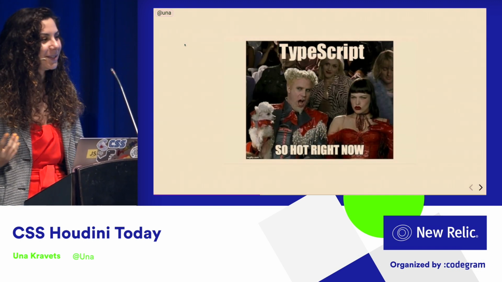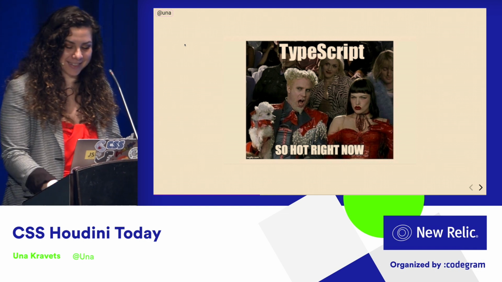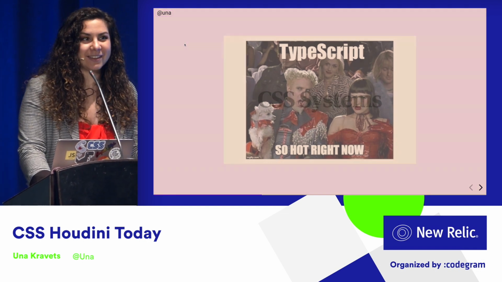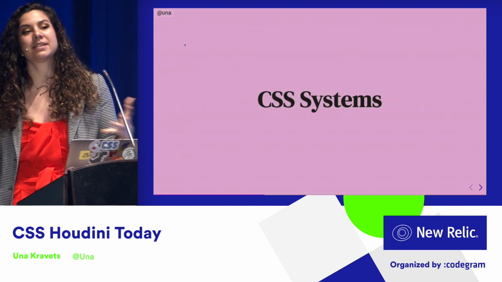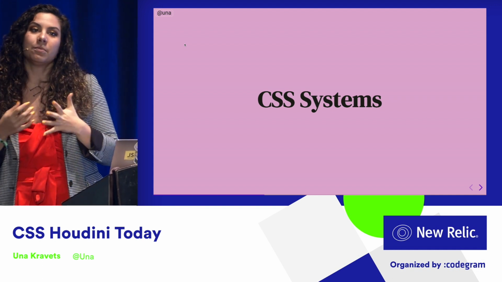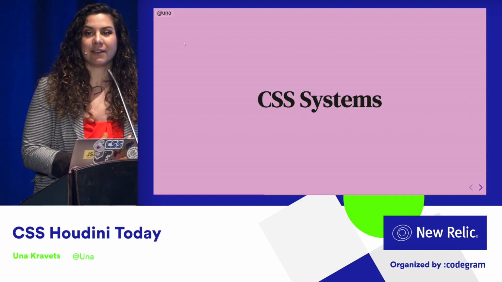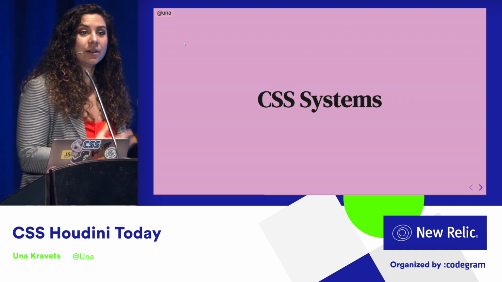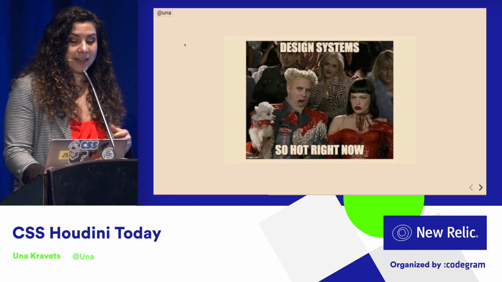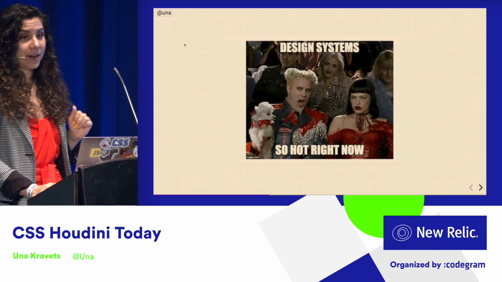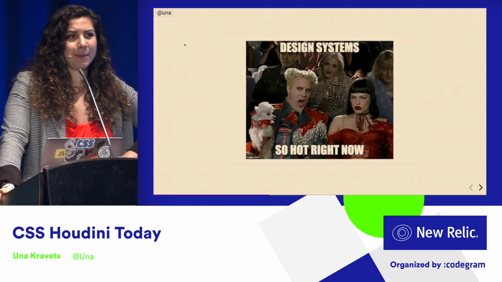And you know, TypeScript is so hot right now, so I had to include that in my slides. But it's also like creating CSS systems. It's like building systems that are more robust, that give you that error checking, that give you definitions in your CSS code. And we know that design systems are also so hot right now, so this must be a very popular talk, right?